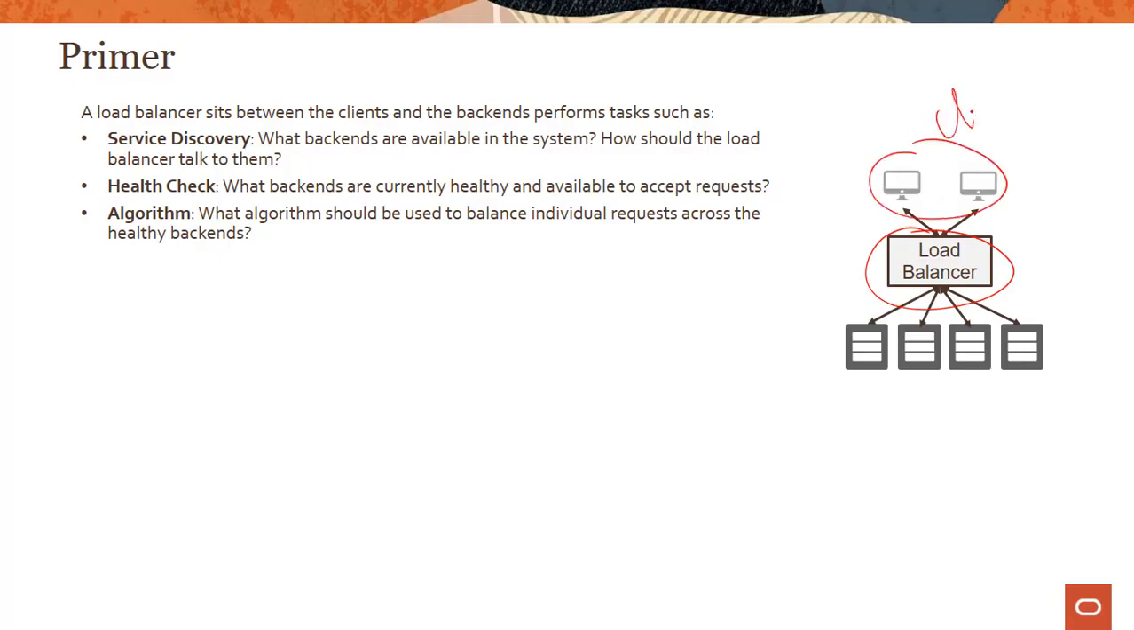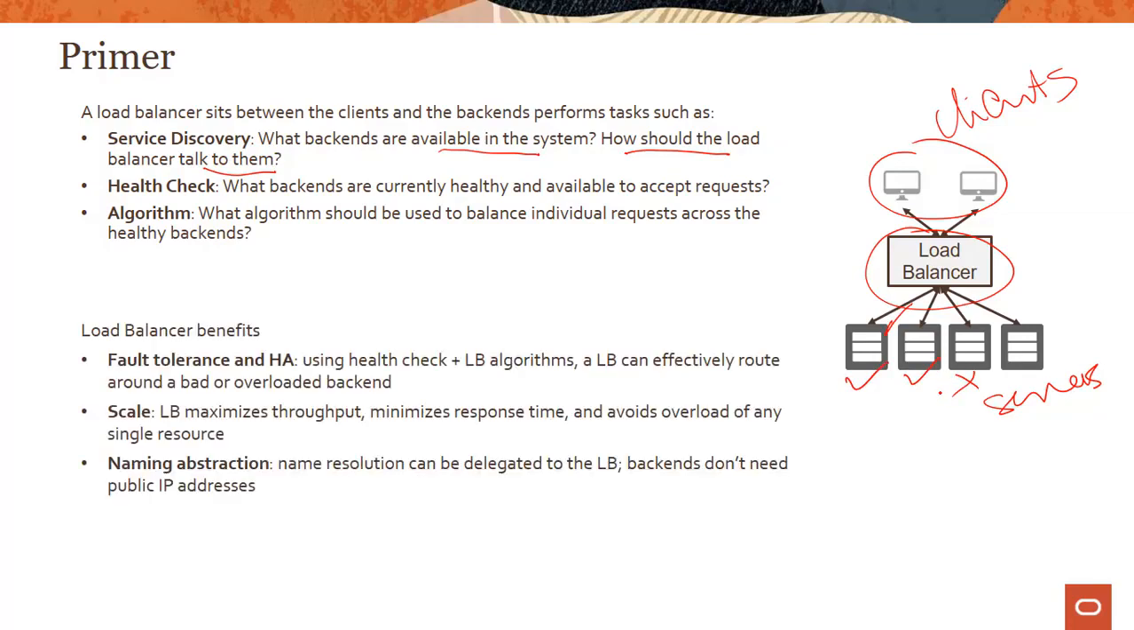So if you see in this graphic, there's a load balancer sitting between the clients here, and there are backend servers here. And the first thing the load balancer does is service discovery. It figures out what backends are available in the system. How should the load balancer talk to them? It does a health check, making sure that these servers are running. If a particular server is not running, it takes it out of the rotation, etc.